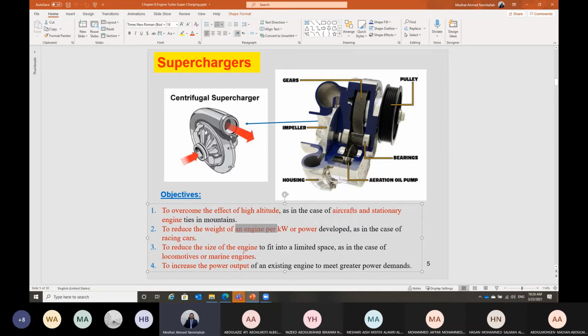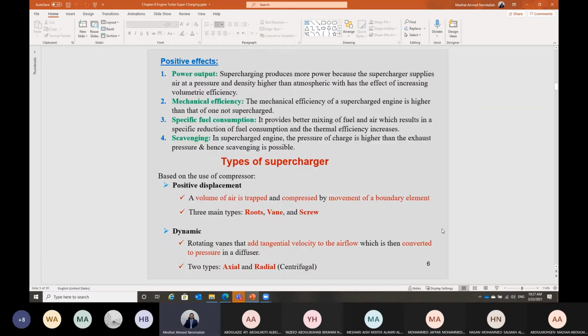Also, it will reduce the size of the engine to fit within a given space. In some applications like locomotives or marine engines, the space to put an engine is limited. So in this case we prefer to use a turbocharger or supercharger so that we can get more power from a small-size engine, so that it can fit the space. Also, as we said, it can increase the power output by increasing the mass flow rate of air and the mass flow rate of fuel.